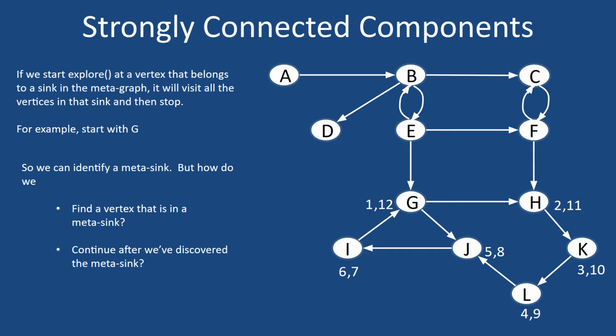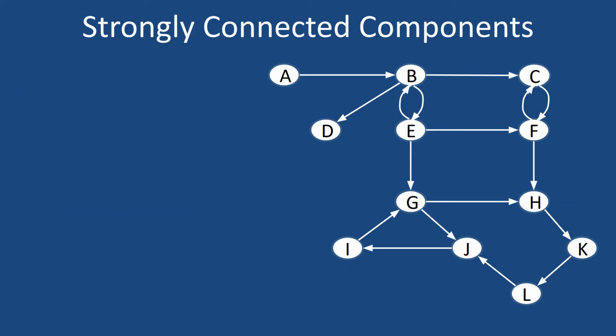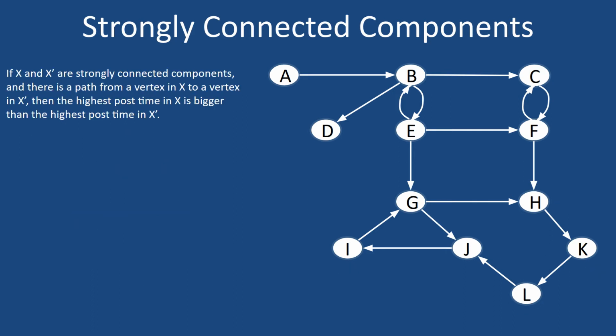Remember, the metagraph is a DAG. We start with either the six vertex thing first, or the 1 vertex D, and we work back toward A. So you'll see all these things come into play. But the question, though, is how are we going to find a vertex that's in a metasink, either of the original graph or of what's left of the graph? So let's see what we can do about that.